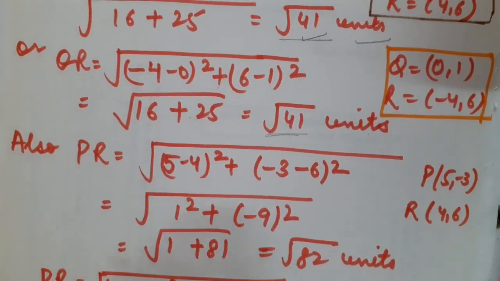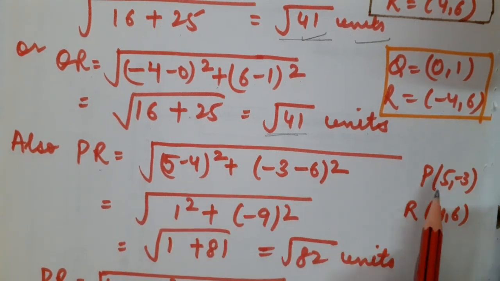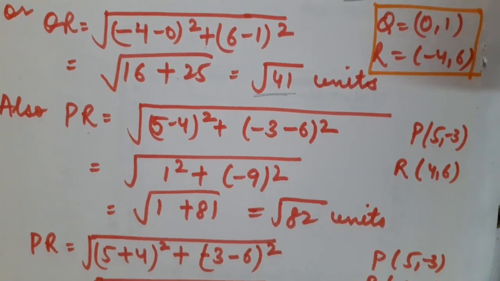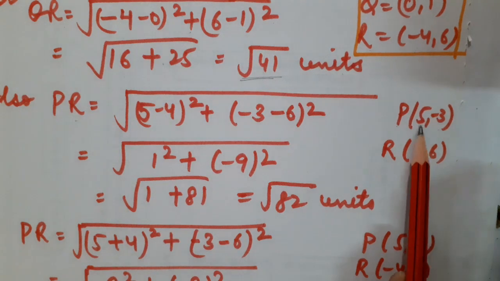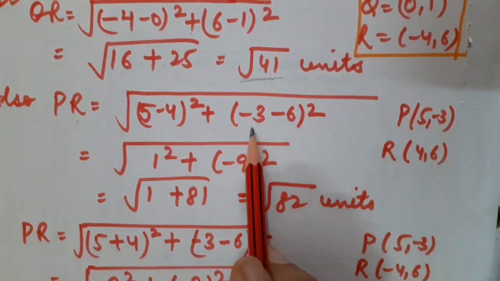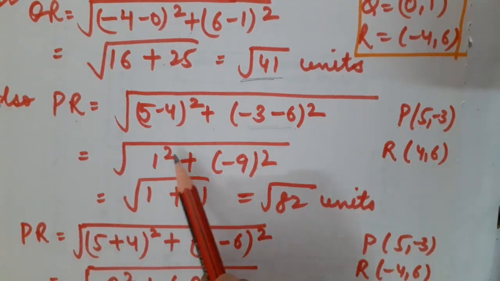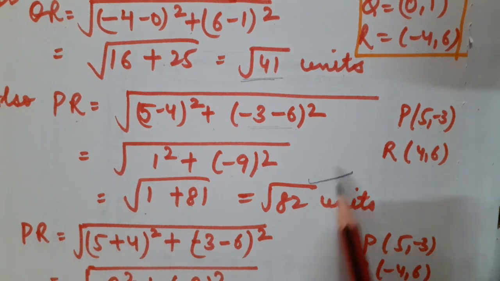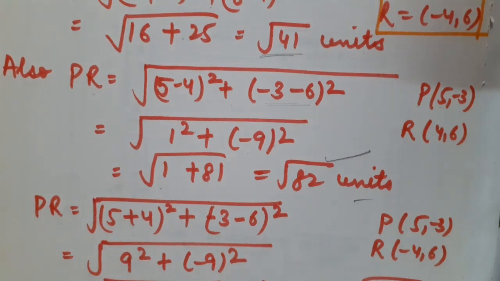Also now I am going to calculate PR. So how to calculate PR? P coordinates are 5, minus 3 and the coordinate of R I am taking in case 1 as 4, 6. So let us find the distance. 5 minus 4 whole square plus minus 3 minus 6 whole square, that would be minus 9 whole square, that is plus 81, and 1 square is 1, so it would become root 82 units. Fine.